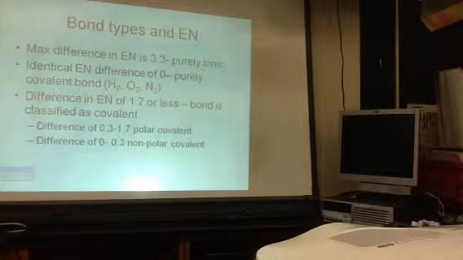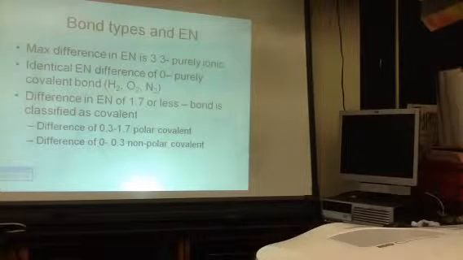The only time that happens is when you have, guess what? What would cause 0 difference in electronegativity? Same atom. Hydrogen to hydrogen, oxygen to oxygen, nitrogen to nitrogen. So we're going to talk a lot more as we go along about the diatomic molecules. So those are our two extreme cases. A difference of 3.3, purely ionic, a difference of 0, purely covalent.